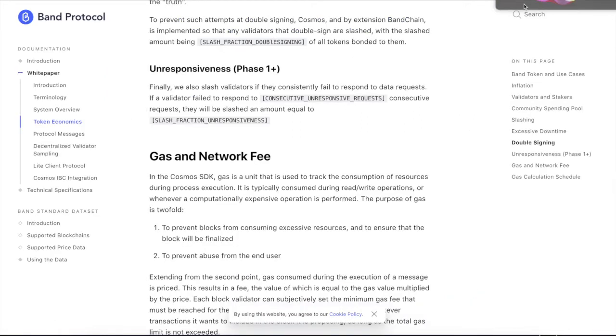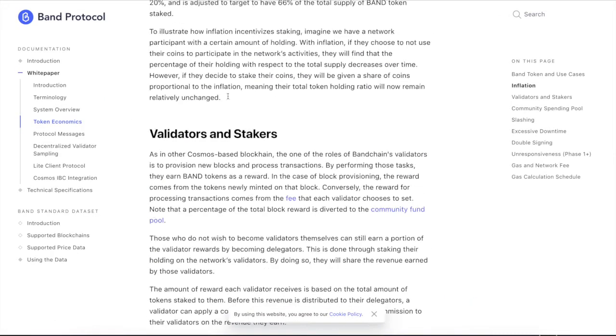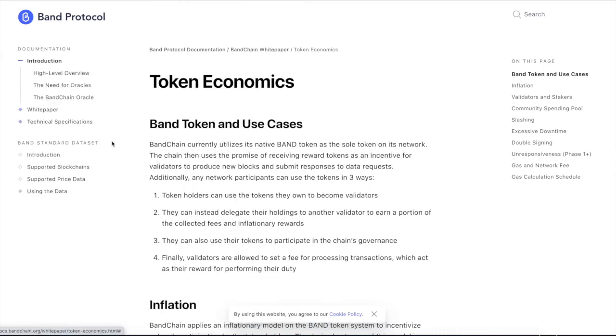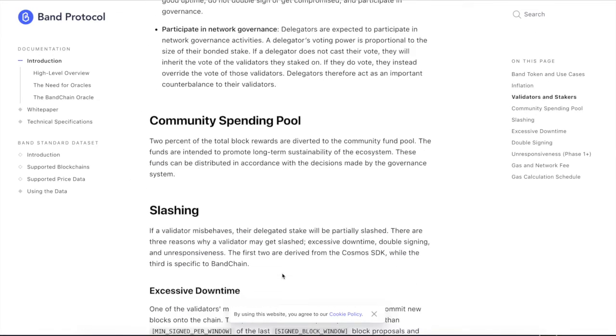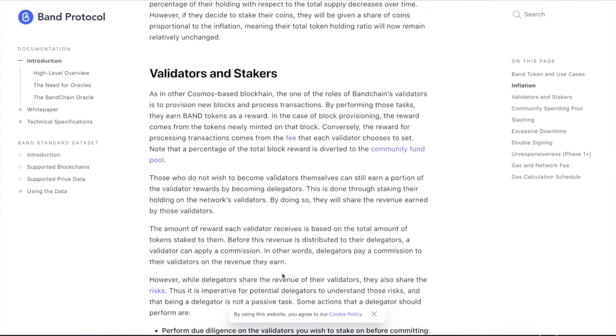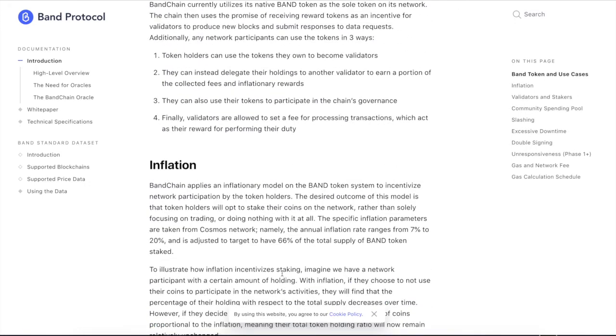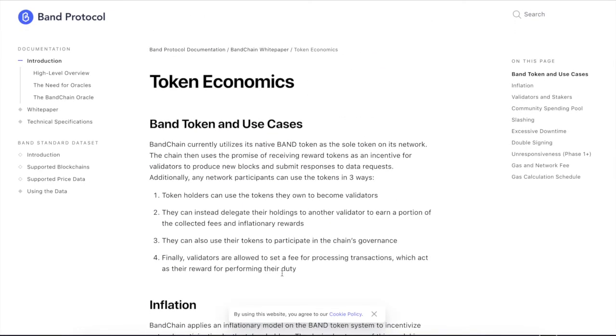I recommend taking a look at their white paper. It's one of the easiest to read, in my opinion. Normally you just get a huge PDF, but this is like a little walkthrough that splits it up into separate paragraphs, which is really cool. So highly recommend taking a look at this.